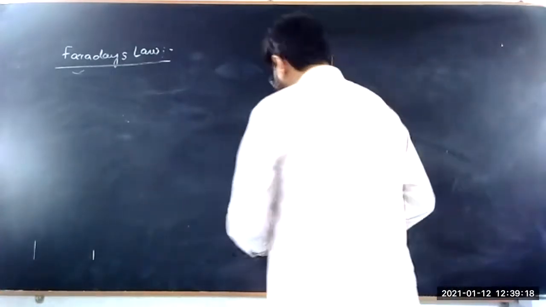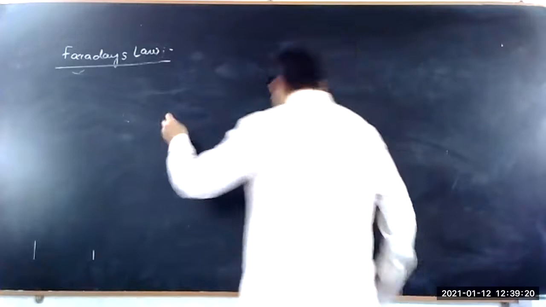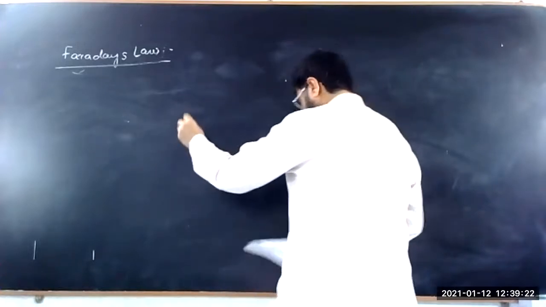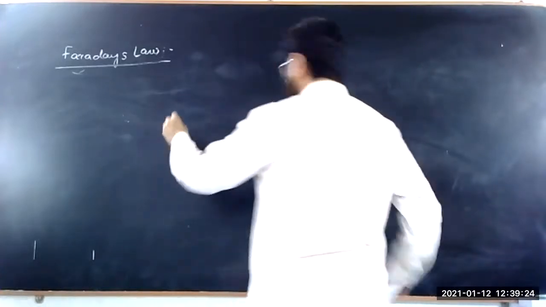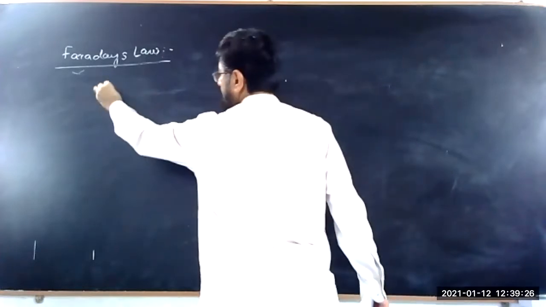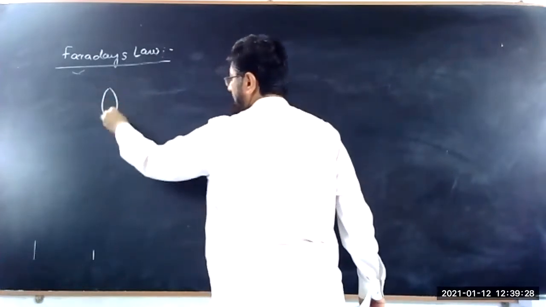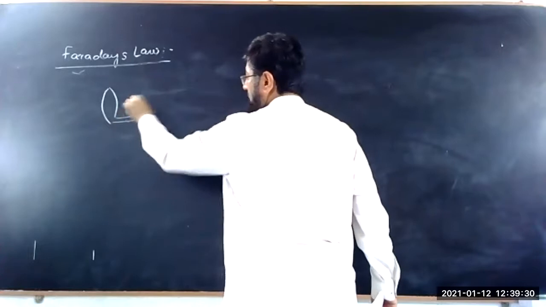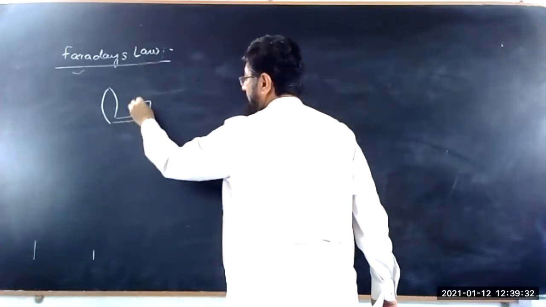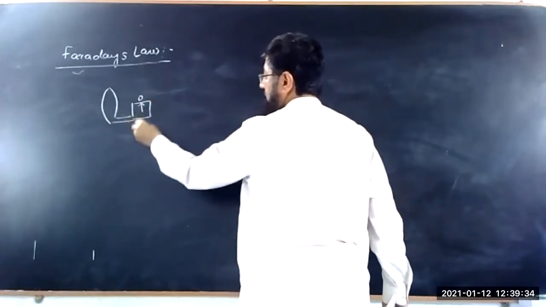So now here, if we have two coils, one is the primary coil and the other is the secondary coil. This is the coil which is connected to the voltmeter, and the voltmeter shows zero deflection. This is the voltmeter.